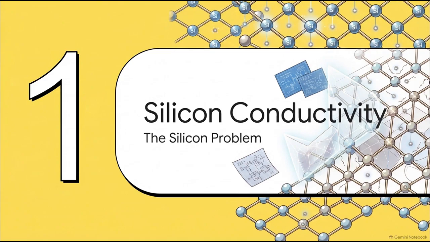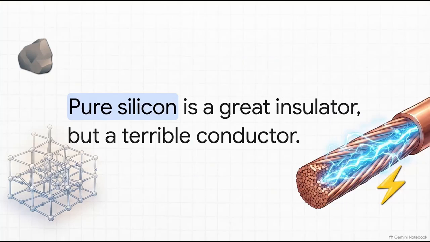Section 1. The silicon conductivity problem. Our story begins by looking at incredibly pure silicon, which, in its natural state, actually presents a massive roadblock for engineers. Look, pure silicon has this beautifully structured crystal lattice, but here's the catch. Undoped silicon is a terrible conductor.